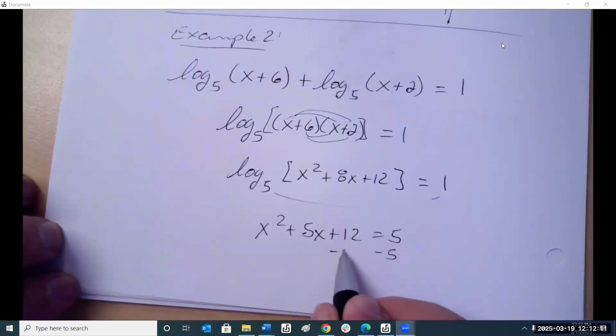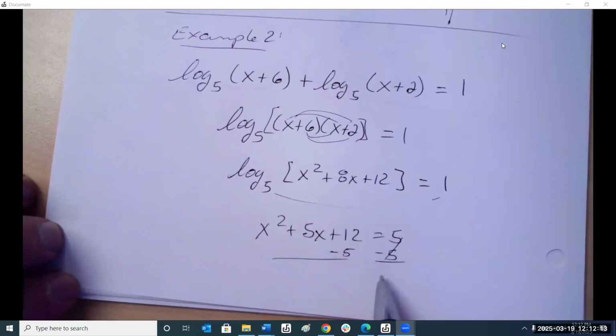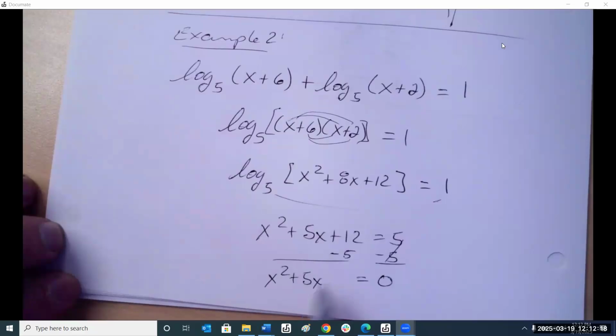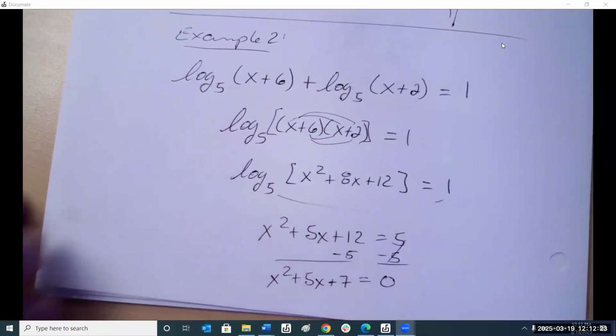Subtract 5 from both sides. You have to get it all on one side. It has to be equal to 0 since it's quadratic. 12 minus 5 is 7.